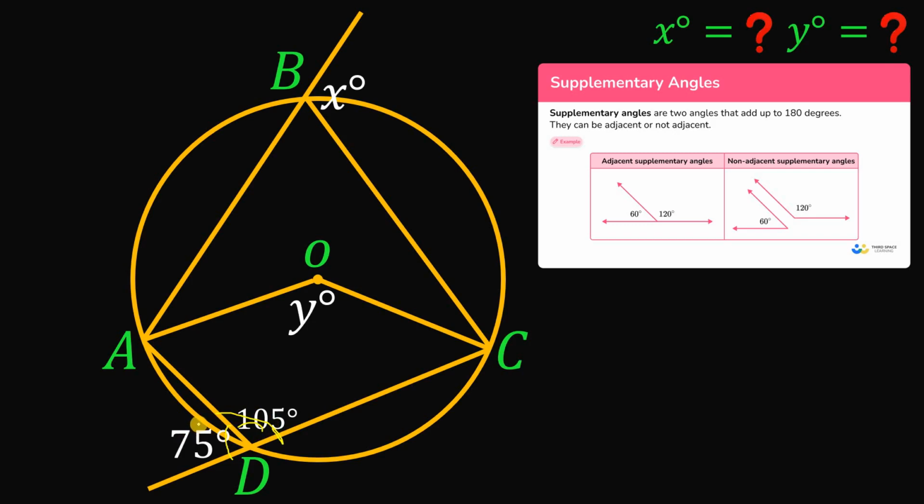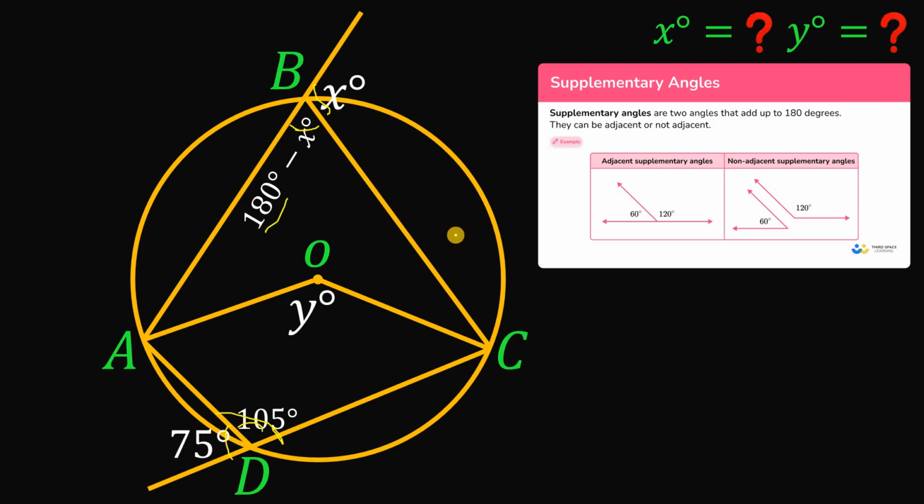give us 180 degrees. Alright, and how about this angle? If this angle is x, then the other angle must be equal to 180 minus x, because if we add 180 minus x plus x degrees, this will add up to 180 degrees.